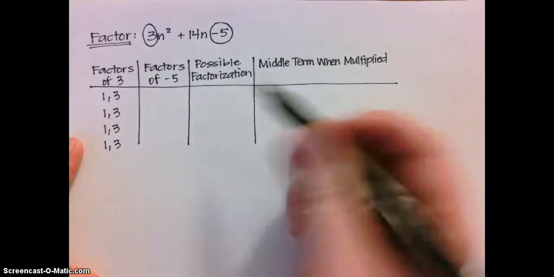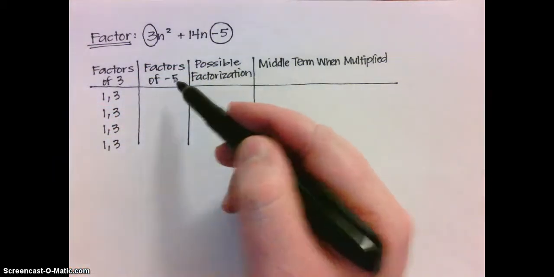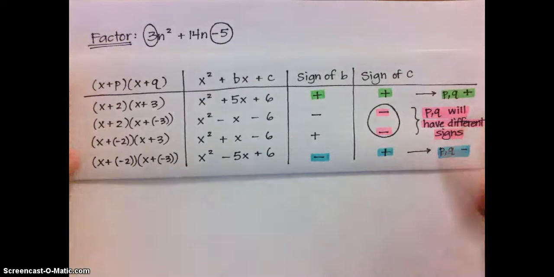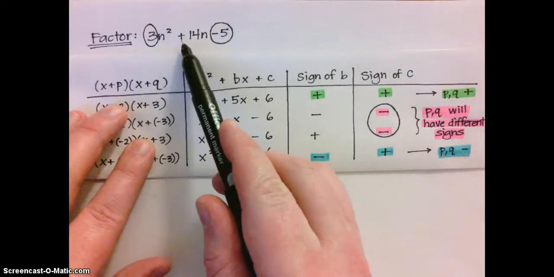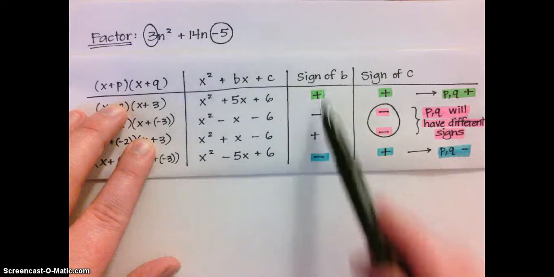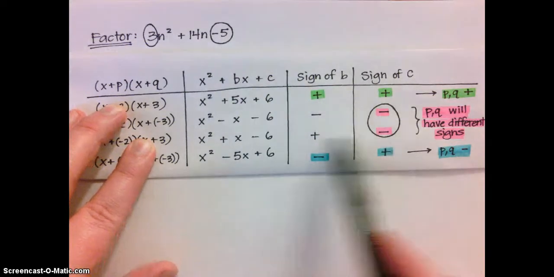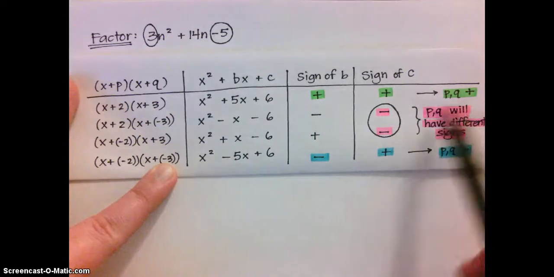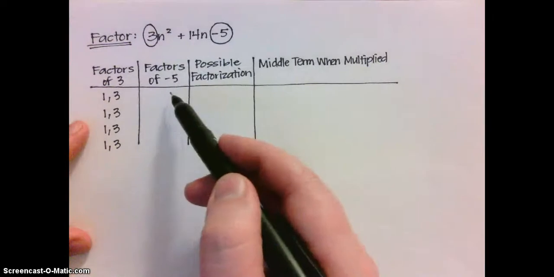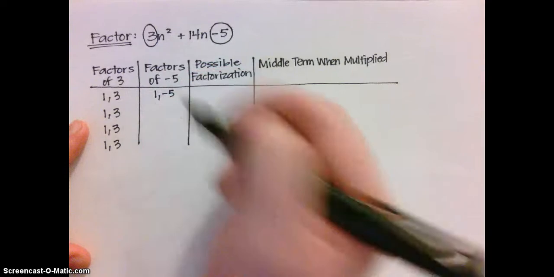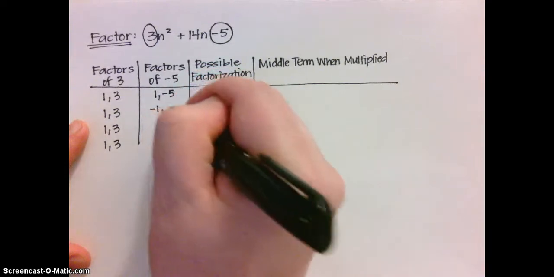All right. Now for the factors of -5, I need to figure out what kind of numbers I'm going to choose. And so I'm looking back at my chart again, and because it's a plus sign, a positive for the 14, I'm going to look for a plus here, and a negative for the C. So where do I have a plus and a negative? Oh, the third line. So that's telling me that the P and the Q will have different signs. So when I write down all of my factors of -5, they should have different signs. So let's start with 1 and -5. Or I could have -1 and +5.